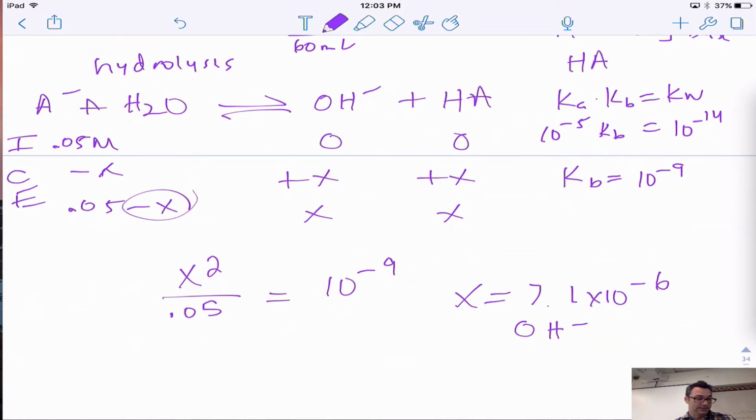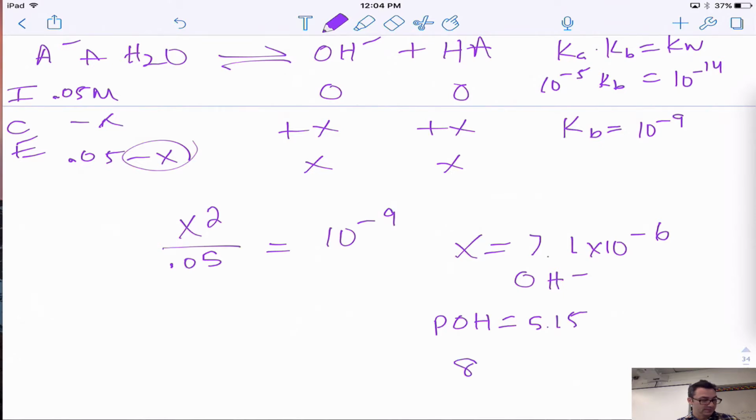I can then take the negative log of that, and I would get the pOH, which is 5.15. I can then subtract that from 14, and I would get 8.8. So now I have my pH as 8.8. What would be a good indicator to use? Go check out the chart and tell me what indicator would be good to use. Phenolphthalein would work nicely for this, and it would do a good job because the change is between 8 and 10.